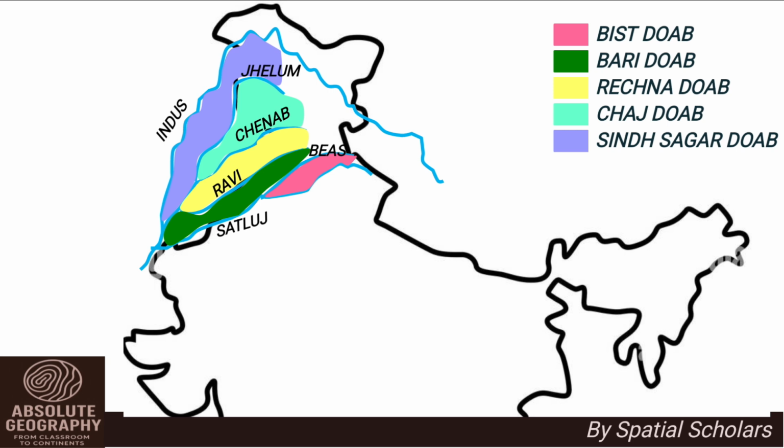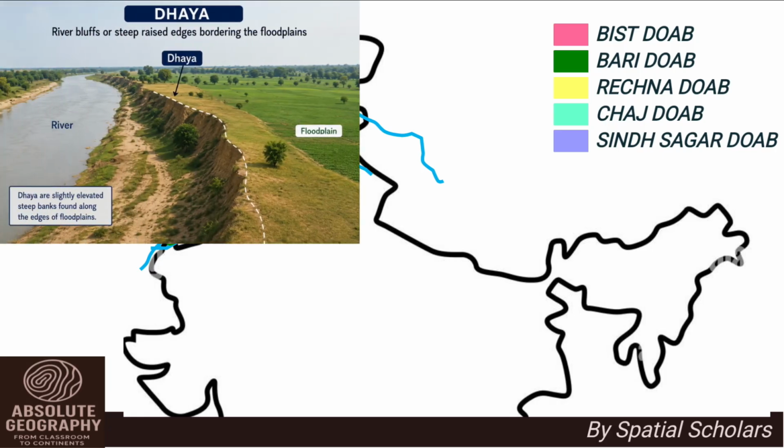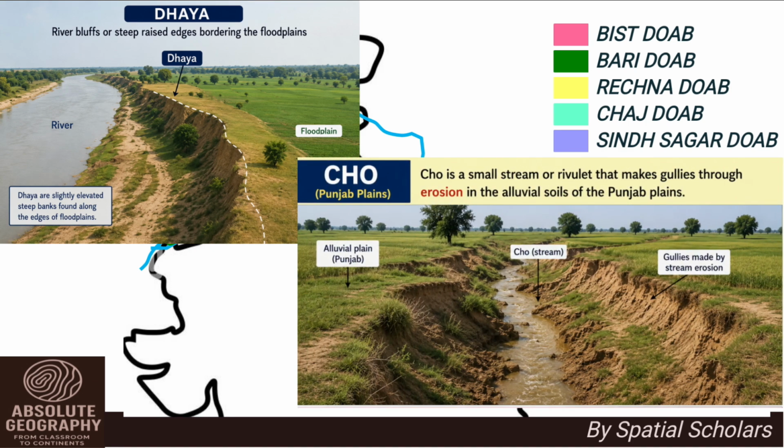The rivers have dissected the alluvial deposits and formed broad floodplains of Khadar, flanked by slightly elevated bluffs known as dhaya. The Khadar belt, also known as wetlands, is highly fertile though prone to flooding. The northern part adjoining to the Shivalik hills has been deeply eroded by seasonal streams known as chos, leading to extensive gully erosion, especially in parts of Punjab.